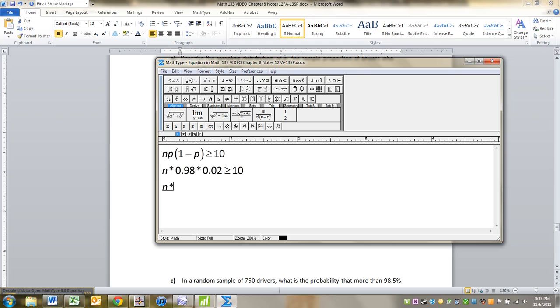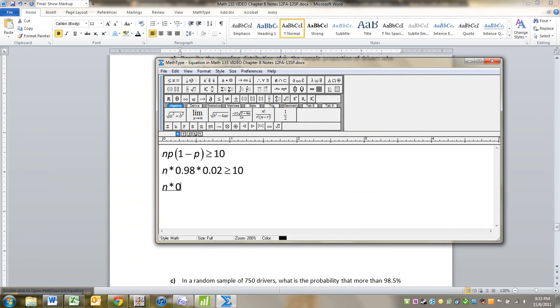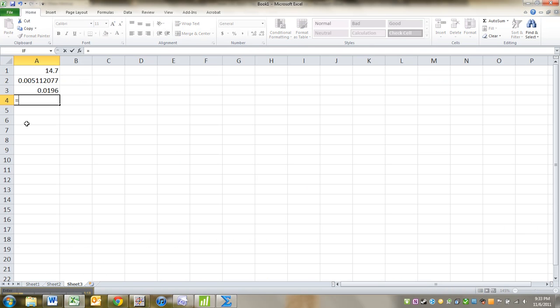So that's n times, and then you can multiply these with your calculator or with Excel. 0.98 times 0.02 equals 0.0196. So n must be greater than or equal to 10 divided by 0.0196. You divide both sides by that. Let me find that with Excel. 10 divided by that answer is 510.2.